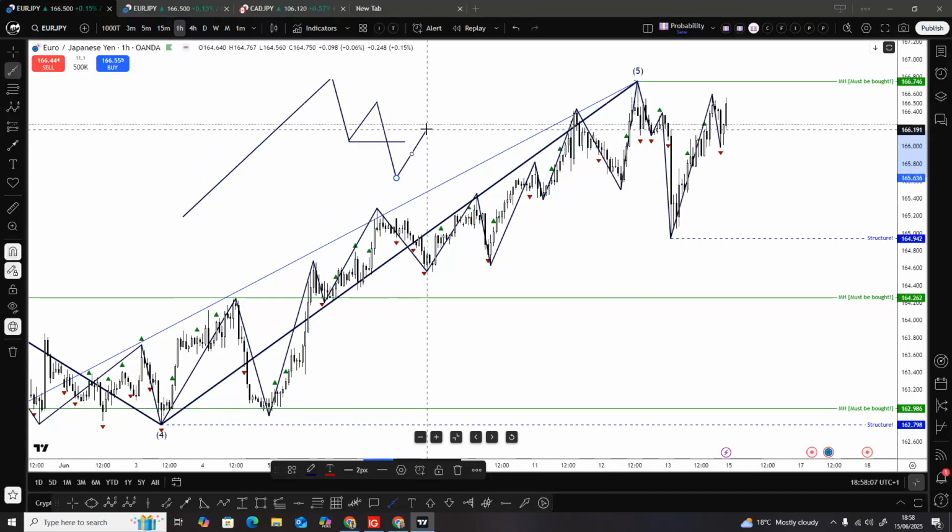Then a pullback. This pullback could go above here as long as it doesn't go above it. If it does go above here, they continue to push the price. We won't count this as the major momentum high. Okay, we can count it as internal momentum high, but that is not a major momentum high. You need to see a major momentum high to signify the high of that wave structure is in place. Then we need to see this, the break of structure.